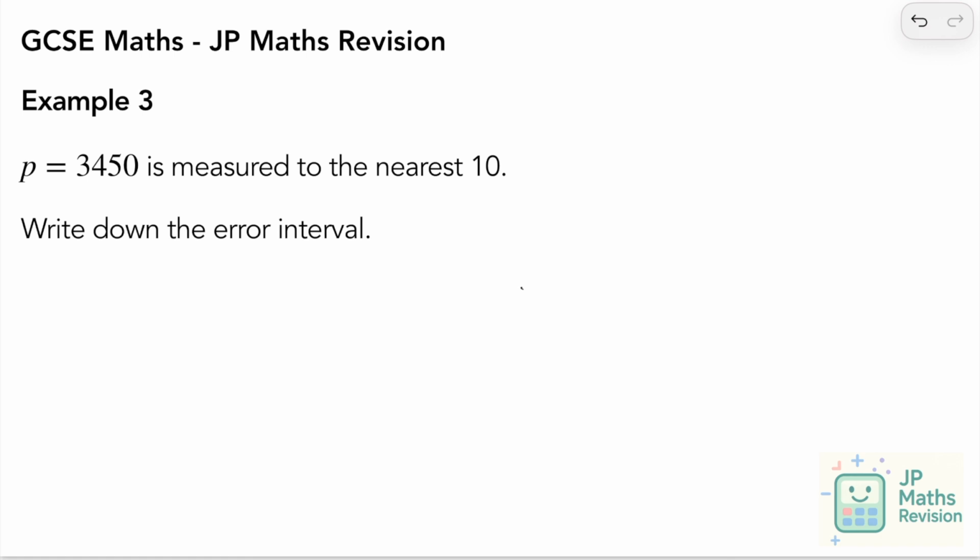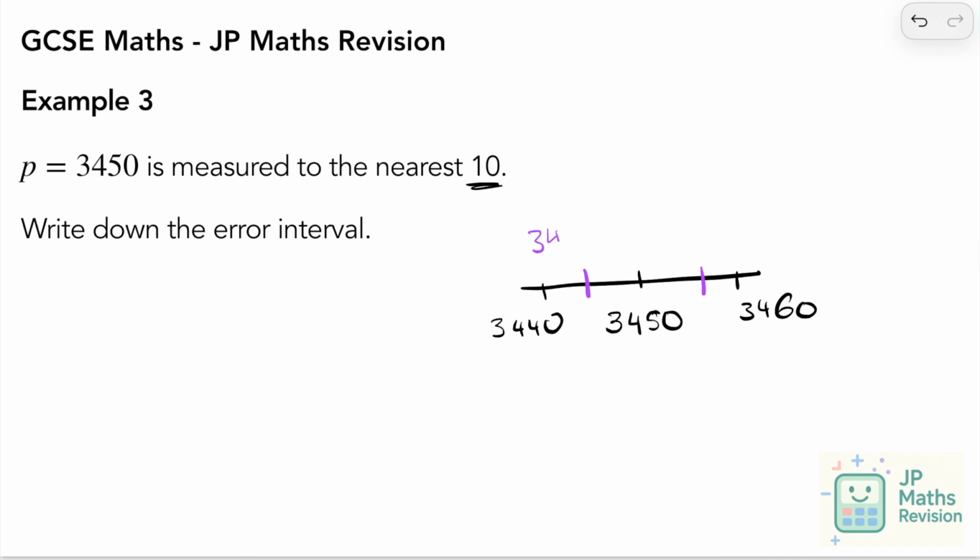Here's another example. So this time we have 3,450 to the nearest 10. So I'm going to write down 3,450. And to the nearest 10, I'm going to write down the other two values, which is 3,440 and 3,460. So again, I'm going to find the midpoint between the two. So the middle number between 3,440 and 3,450 is going to be 3,445. And then the other one is going to be 3,455. So the error interval is going to be 3,445 is less than or equal to p, which is less than 3,455.